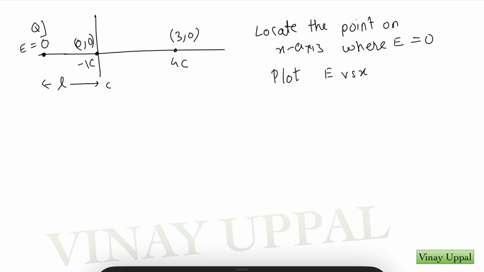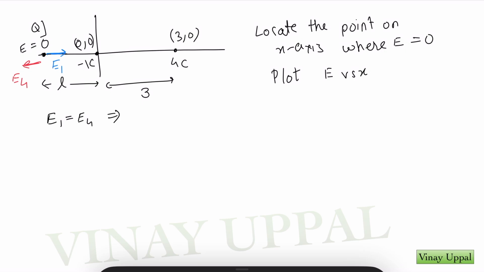So let's write down the electric field. Electric field due to -1 Coulomb will be towards -1 Coulomb. Let me call that E1. And electric field due to 4 Coulomb will be away from 4 Coulomb. Let me call that E4. So my net electric field should be 0. So E1 and E4, in magnitude, should be equal.